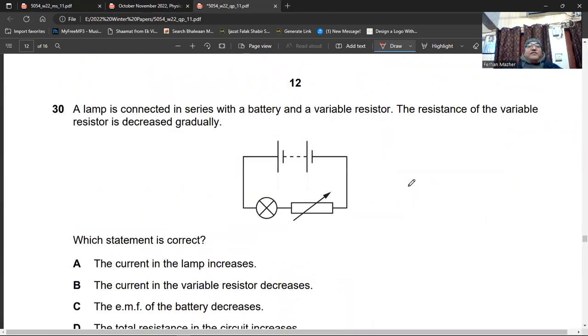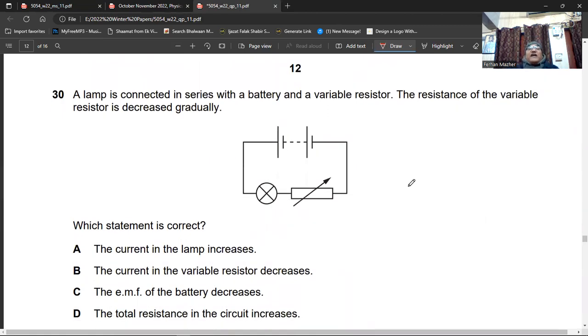Question number 30, a lamp is connected in series with a battery and a variable resistor. The resistance of the variable resistor is decreased gradually. Okay, which statement is correct? The current in the lamp increases, so you are gradually decreasing the resistance. So when you decrease the resistance, the resistance of this whole circuit will decrease, and a larger amount of current will pass through this. So which statement is correct? The current in the lamp increases. That is right, sir.